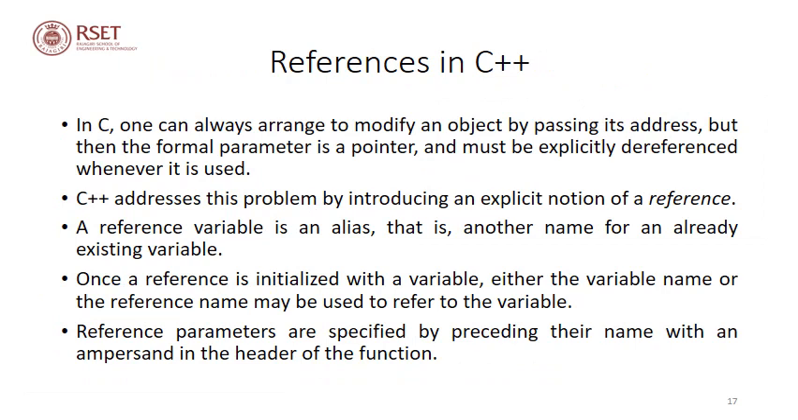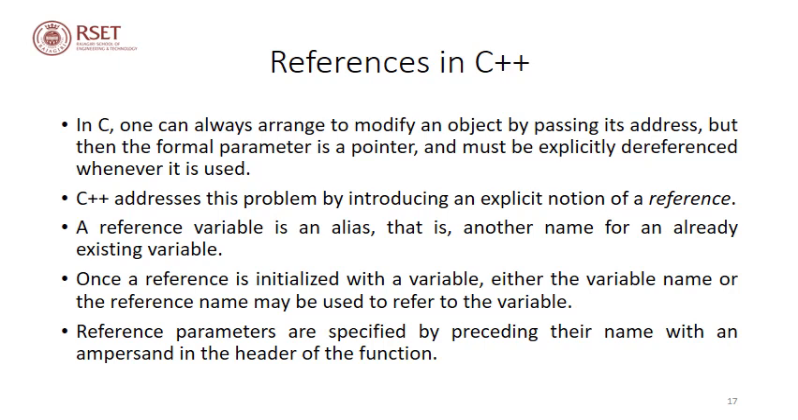I'm sure you have already learned about references. There are certain subtle differences between references and pointers. So we'll see about references in C++. In C, one can always arrange to modify an object by passing its address. But then the formal parameter is a pointer and must be explicitly dereferenced whenever it is used. And we have seen lots of issues if we do not dereference it and if we do not deallocate the space, like dangling references and memory leak. So the program has to do it explicitly, the reclamation of all this memory allocated from the heap.